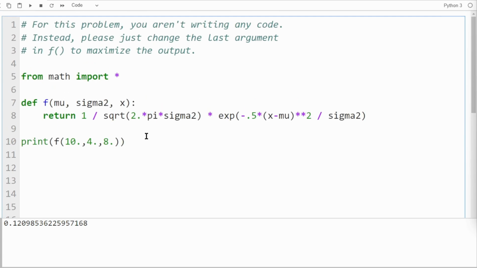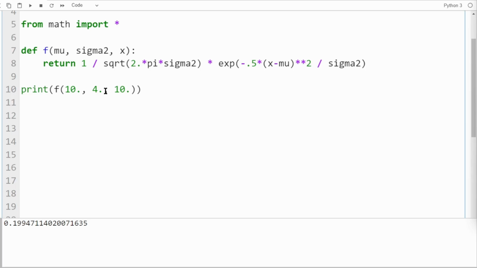Now here's a question for you. How do I have to modify x, the 8, to get the maximum return value for this function f? And the answer is I set it to the same value as mu, in which case this expression over here becomes 0 and we get the maximum, the peak of the Gaussian. So we set x to the same value as mu, to 10, and the output is approximately 0.2.